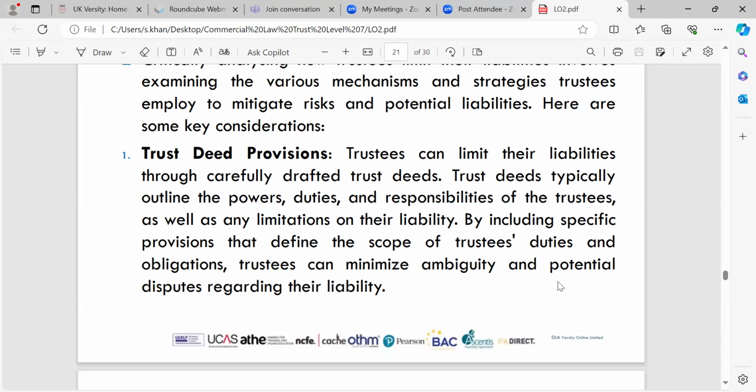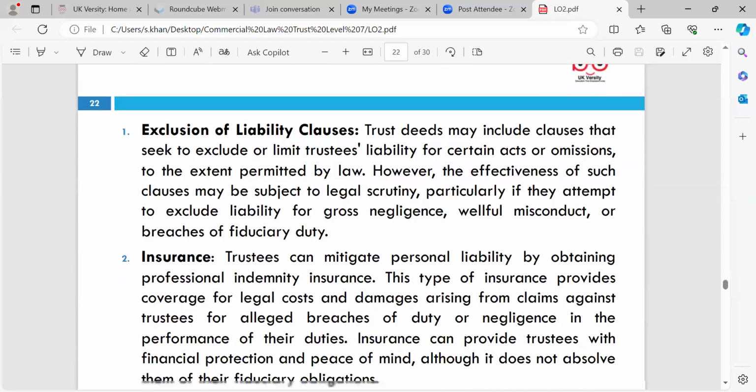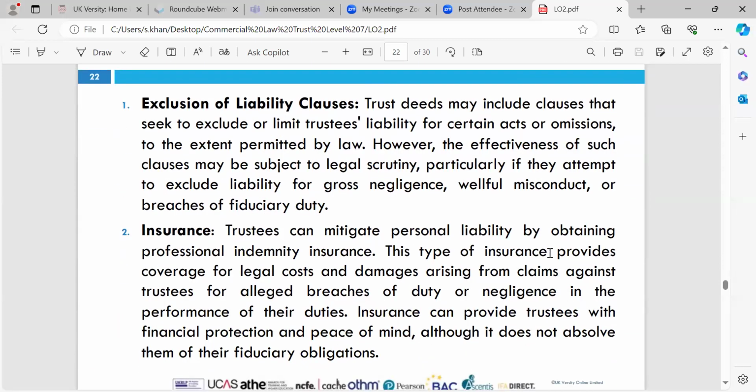Trust deed provisions. So trustees can limit their liabilities through carefully drafted trust deeds. Trust deeds typically outline the powers and duties, as we've just mentioned. Exclusion of liability clauses. Trust deeds may include clauses that seek to exclude or limit trustees' liability for certain acts or omissions to the extent permitted by law.